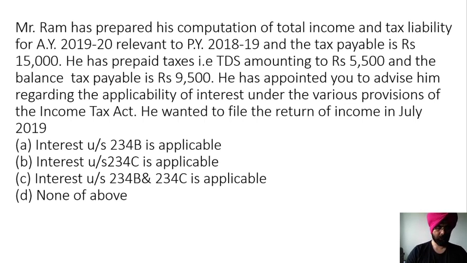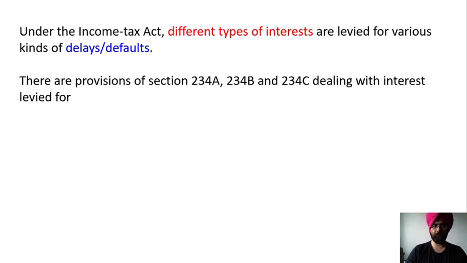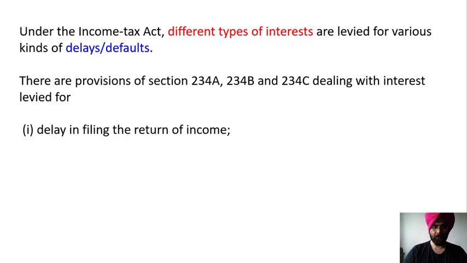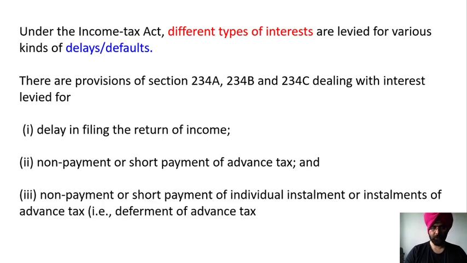So here, the correct answer. Under the Income Tax Act, different types of interest are levied for various kinds of delay and default. There are provisions, Sections 234A, 234B and 234C, for levying the interest. First one is delay in filing the return of income. If you delay, then interest is levied. Second, if there is non-payment or short payment of advance tax, then interest is levied. Third, if there is non-payment or short payment of an installment of advance tax, that is, you have deferred the advance tax, then 234C interest is levied.